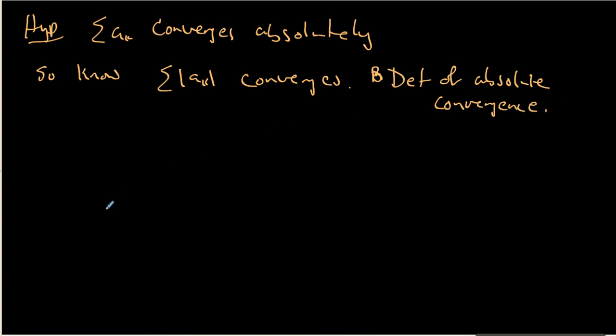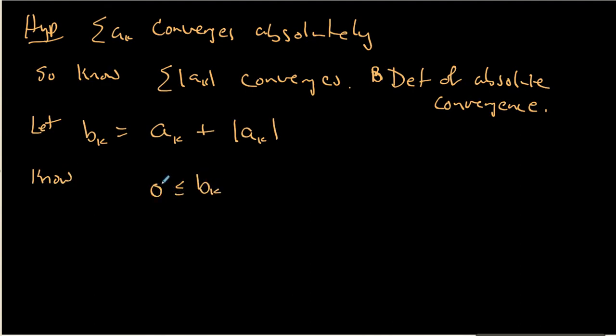Now we're actually going to introduce a weird series in the middle that's going to get us where we need to go. And so what I want to do now is let b_k be a_k plus the absolute value of a_k. And there are several things that I know about b_k. The first thing is that b_k is always going to be bigger than or equal to 0 because at worst, a_k and the absolute value of a_k are additive inverses of each other.